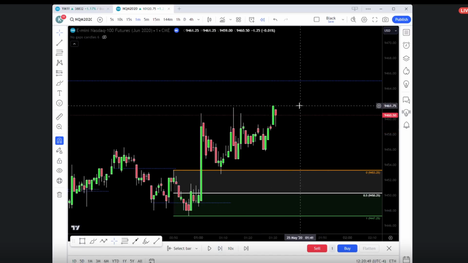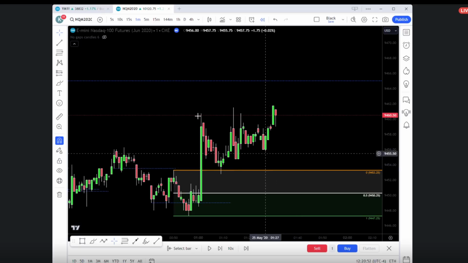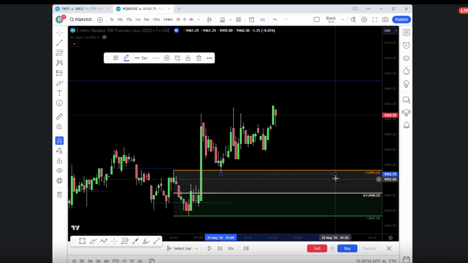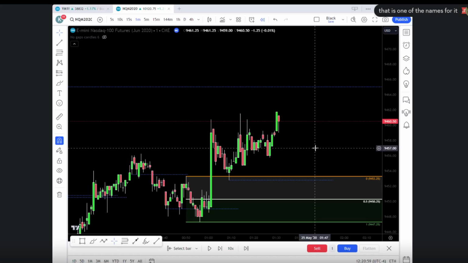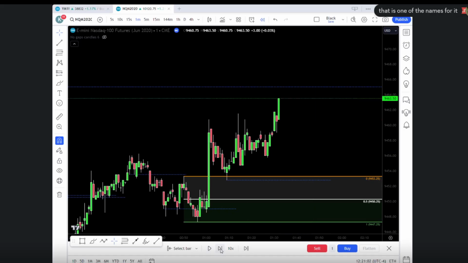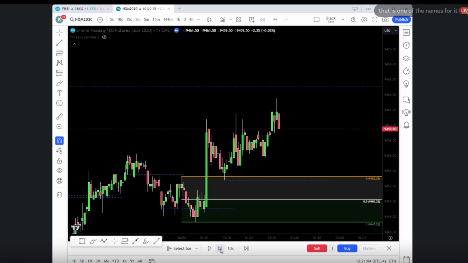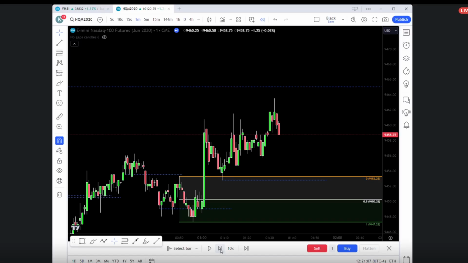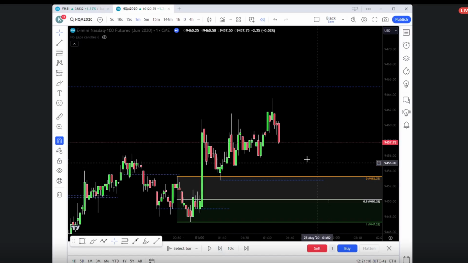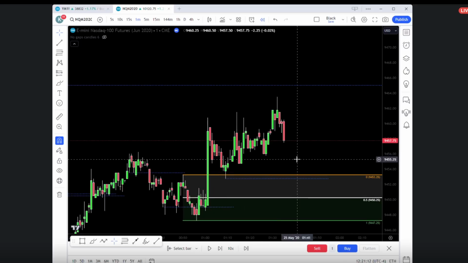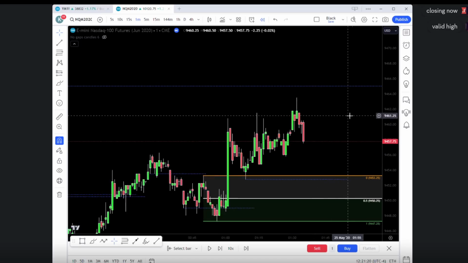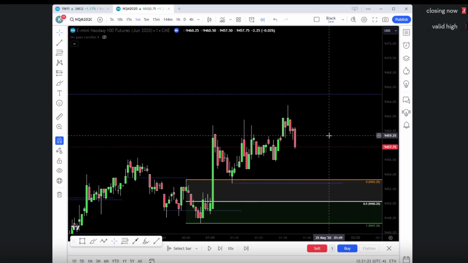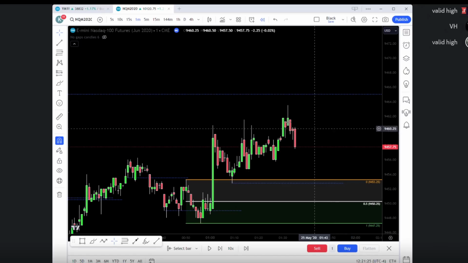Ooh, body closure above. Making what? Protected low. Oh dear. Anybody still long? What just got put in here? Solid high, that's right.